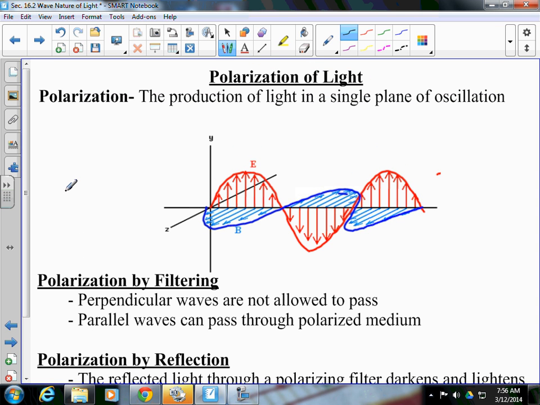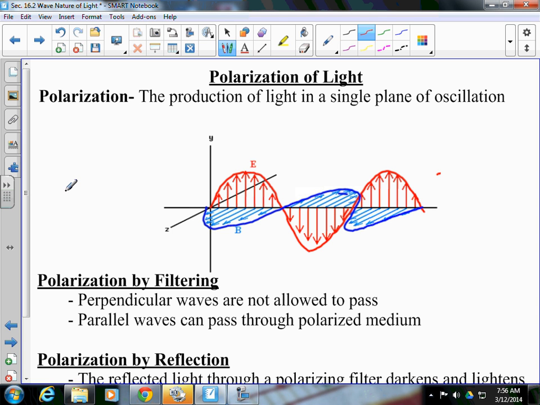Switching gears here, we talk about the polarization of light. Light is an electromagnetic wave. The visible light that we have is an electromagnetic wave. So what we have is an oscillation. So we really have two waves in one.